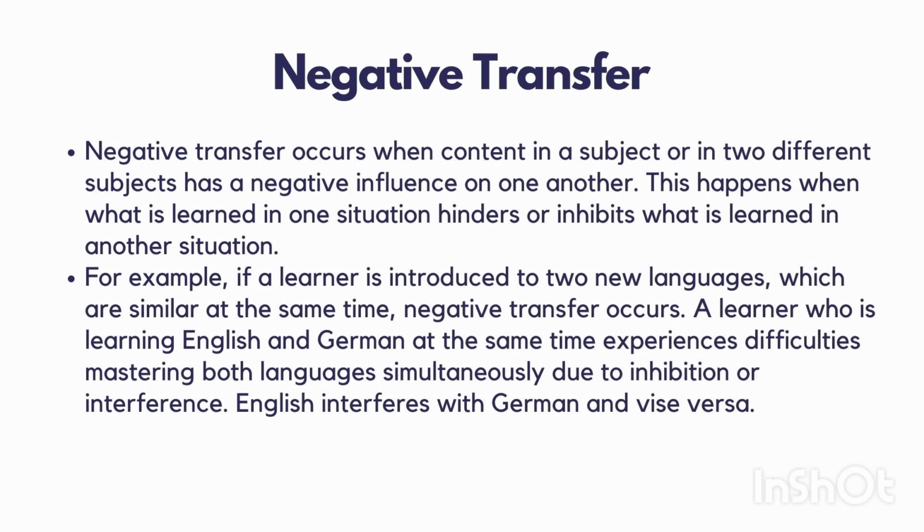For example, if a learner is introduced to two new languages which are similar at the same time, negative transfer occurs. A learner who is learning English and German at the same time experiences difficulties mastering both languages simultaneously due to inhibition or interference. English interferes with German and vice versa.